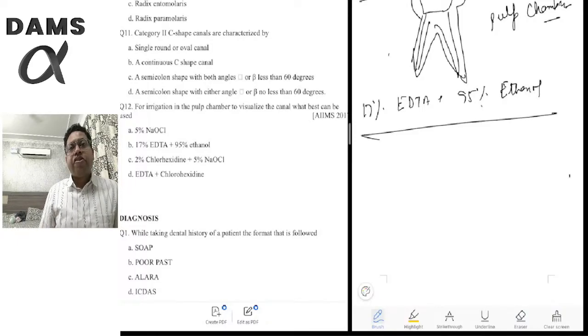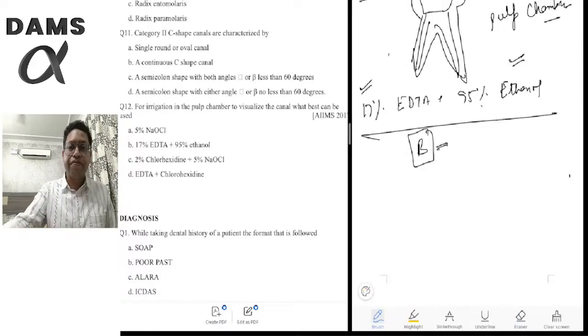Okay. It meticulously cleans the pulp chamber. Sodium hypochlorite is not used for cleaning the pulp chamber. Sodium hypochlorite is used after cleaning of the pulp chamber in a champagne bubble test to locate the root canal orifice. The question is asking which reagents or chemicals are used to clean the pulp chamber, a combination of these two. So option B would be the answer to question number 12.